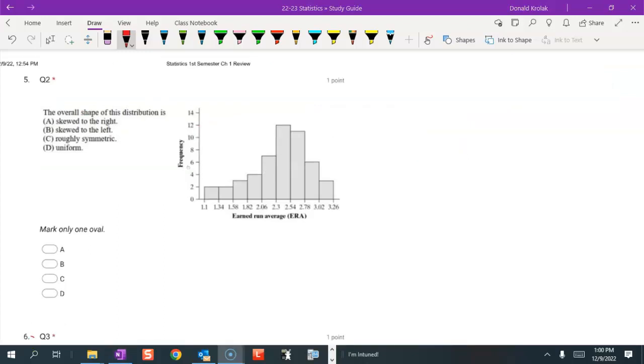Okay, what's the overall shape of the distribution? So when our distribution's tail is more to the left, we say that's the direction that it's skewed in. So this is skewed left. If it looked like something like that, that would be what skewed right looks like, because the tail is to the right. Here, the tail is to the left.